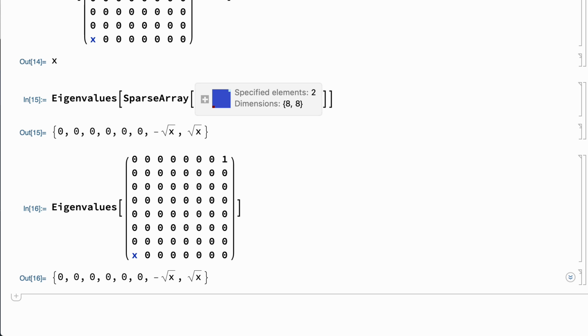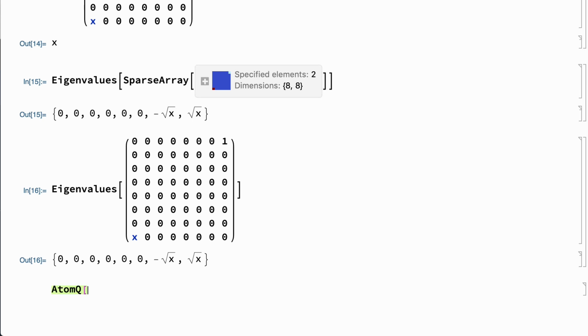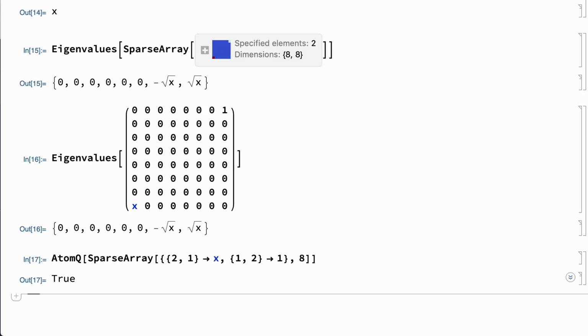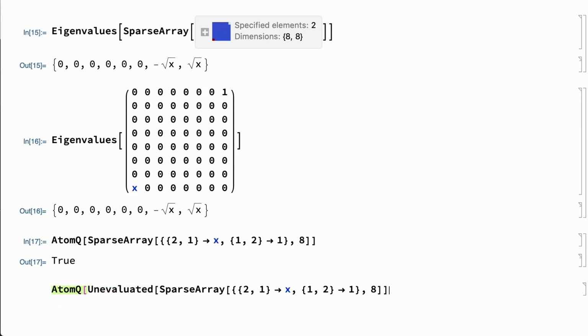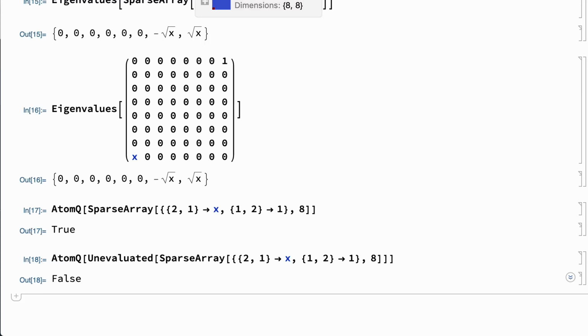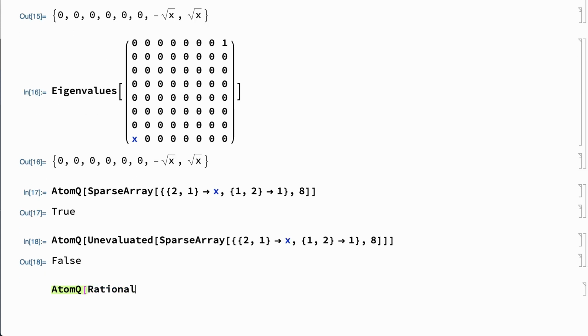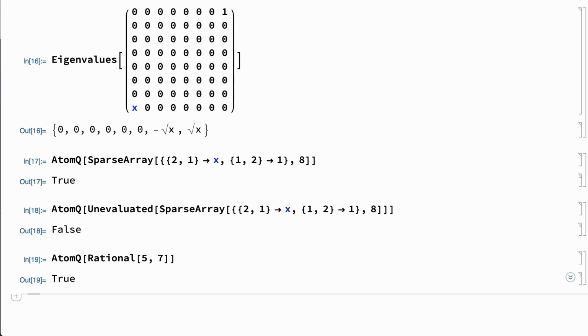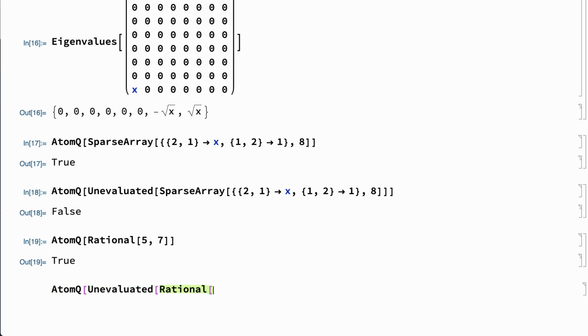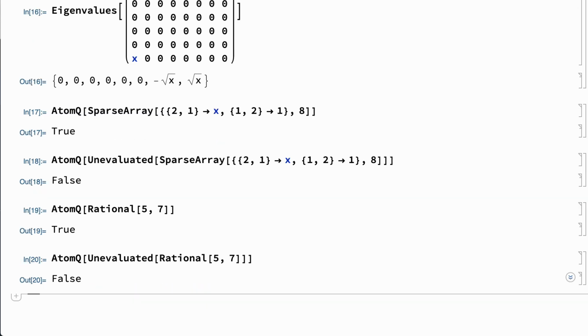One other technical detail that can sometimes be useful to know about is that before they are evaluated, inputs involving functions like SparseArray and Association and Rational are normal expressions. Evaluation of this SparseArray input, for example, returns an atom, but if that input is held unevaluated, the expression is not an atom. Similarly, this input to Rational returns an atom when it is evaluated, but before it is evaluated, that input is a normal expression.